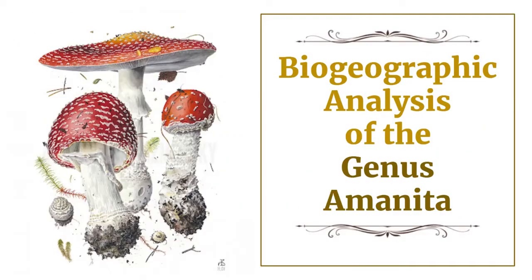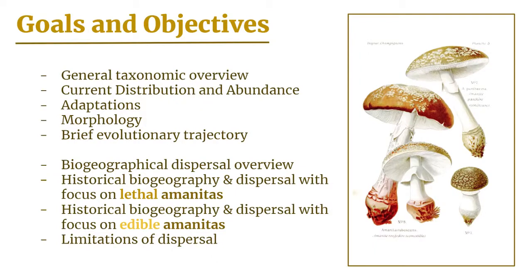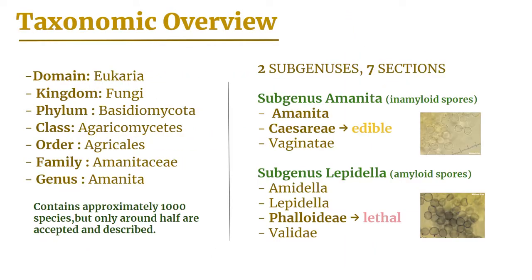Hi, so today we're going to be talking about the genus Amanita. These are some goals and objectives of this lecture. Taxonomic overview: we have approximately 1,000 species in this genus. It is split into subgenus Amanita and subgenus Lepidella, and there are 7 sections divided in between the two subgenera. One includes the edible Amanitas and one includes the lethal Amanitas.